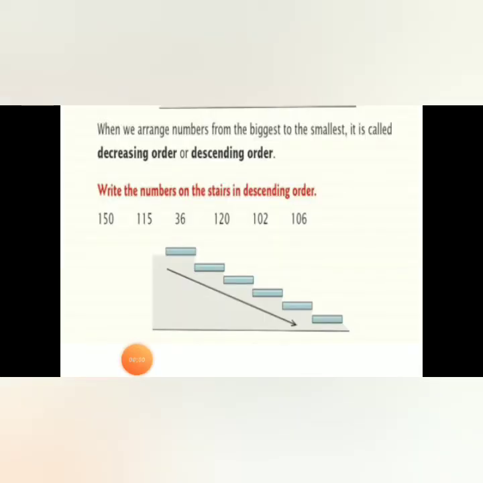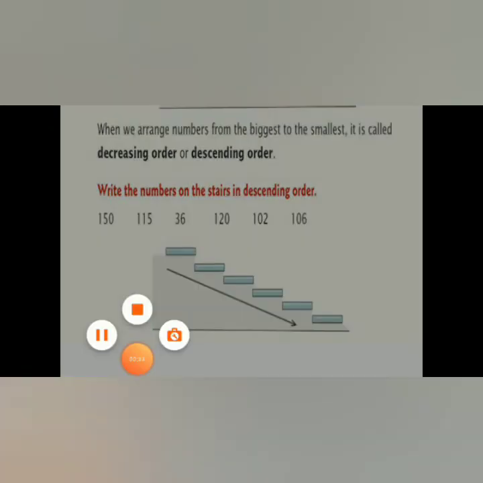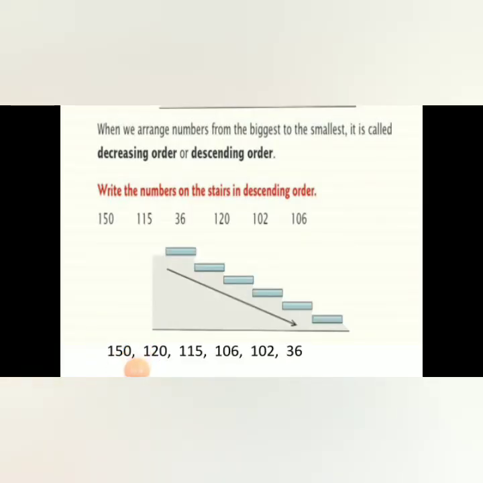When we arrange numbers from the biggest to the smallest, it is called decreasing order or descending order. If you look here, there is one question: write the numbers on the stairs in descending order. So there are some numbers. Let's find the bigger number. The biggest number is 150. After that it is 120. Then smaller than that it is 115. Again 106, 102, and the last number will be 36.